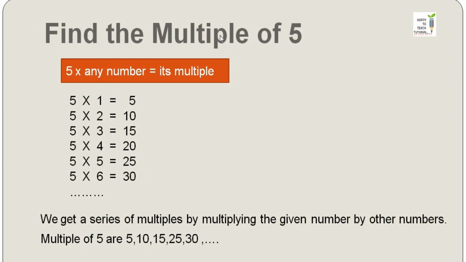Next is finding out the multiples of 5. To find the multiples of 5, multiply 5 with any number, so we get multiples of 5. So we multiply 5 by 1, 5 by 2, 5 by 3, 5 by 4, 5 by 5, 5 by 6 and so on. So we get a series of multiples by multiplying the given number by other numbers. So multiples of 5 are 5, 10, 15, 20, 25, 30 and so on.